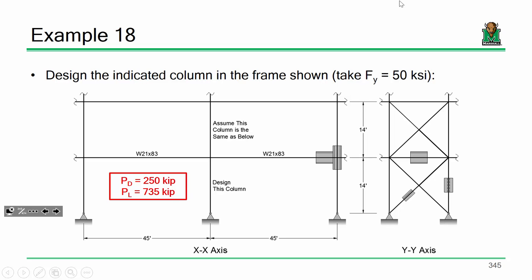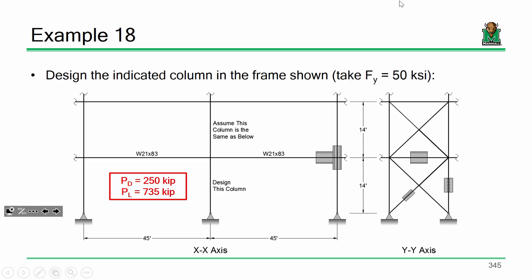G is 10 on the bottom. Now G on the top, we're going to need to compute the G value at the top of the column, right? In order to calculate G, we need the stiffness of all the columns and the stiffness of all the girders. The girders we know. We've got W21 by 83s that are 45 feet long. Okay, so we know that.